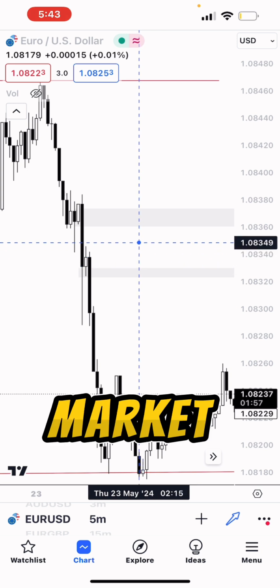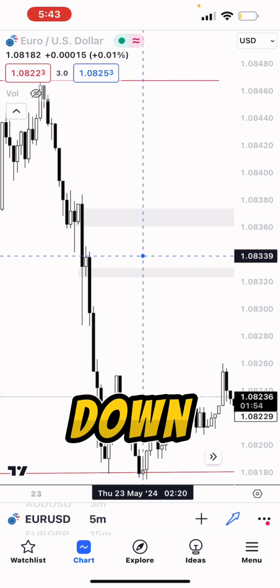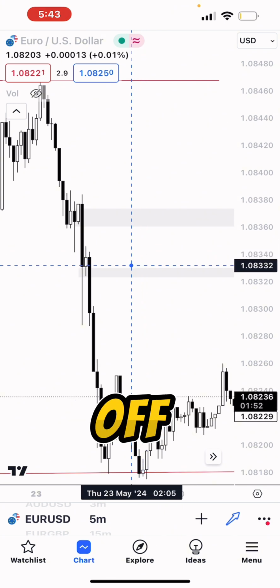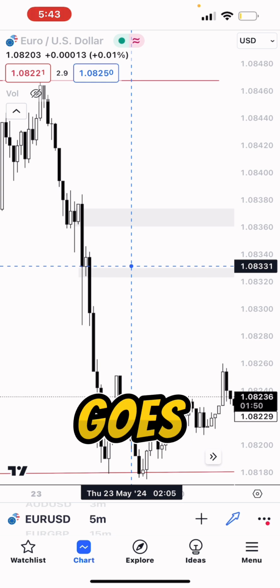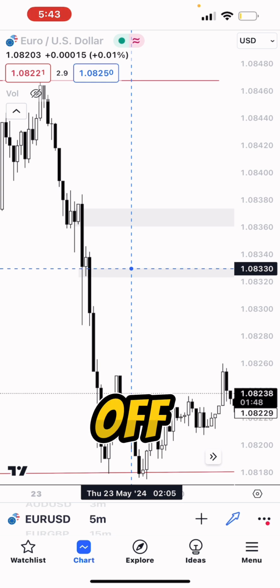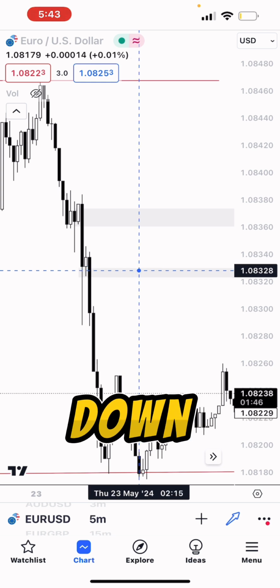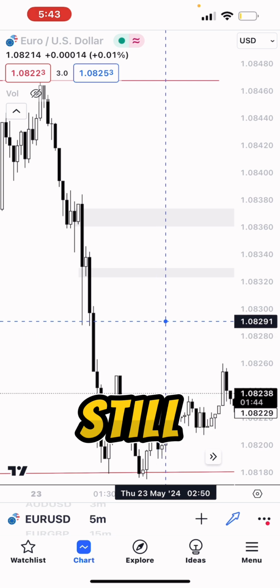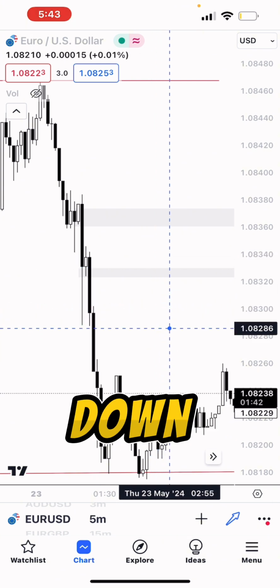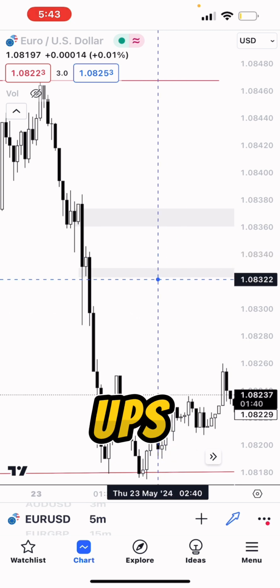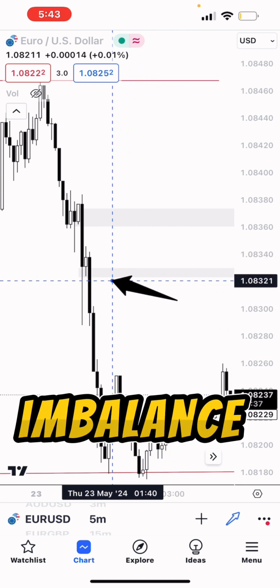You know how the market goes down, up, or up, down. We sell off at the down. You know how it goes down, up to sell down. We sell off at the up before it goes down. And so right here, the market still hasn't made that up movement before going down. These gray boxes are at the ups, and these are called imbalance gaps.